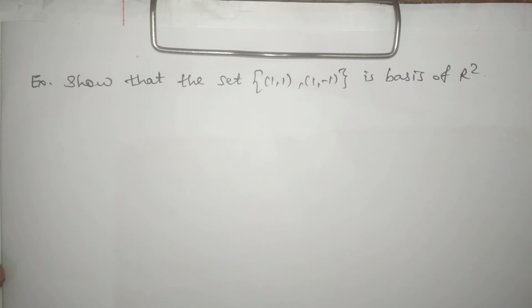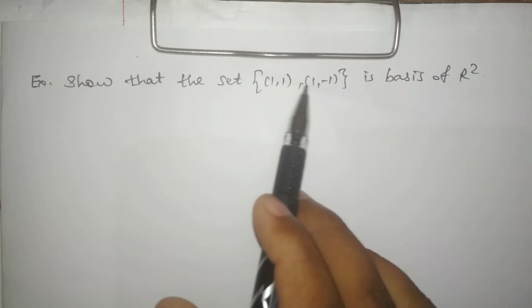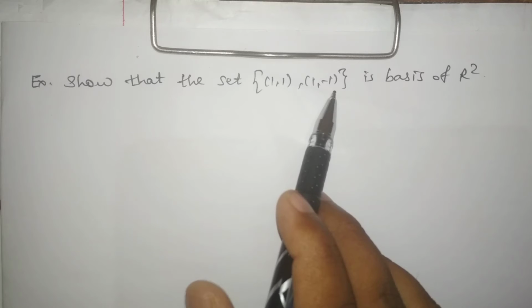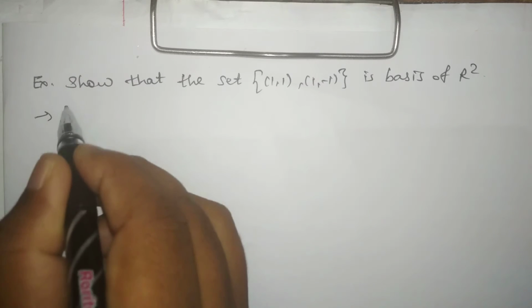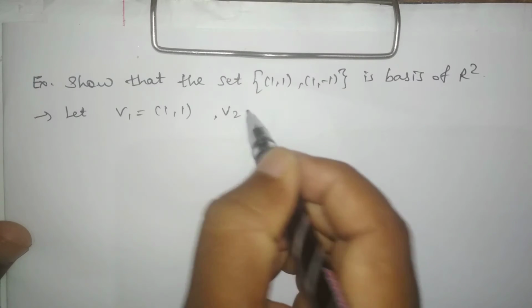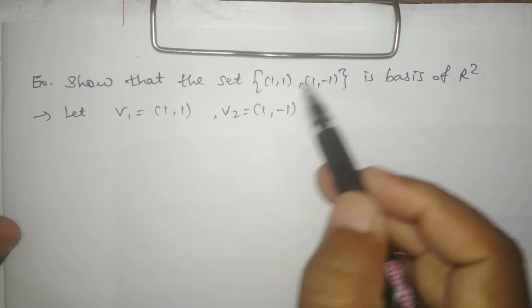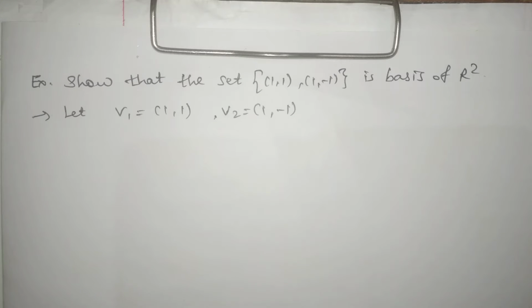Next example: show that the set, in which there are 2 elements, (1,1) and (1,-1), is a basis of R square. So let V1 equal (1,1) and V2 equal (1,-1). We have to show that this set is a basis of R square. For that we have to check both conditions: one, these two vectors span R square, and two, these two vectors are linearly independent. That we have to check.